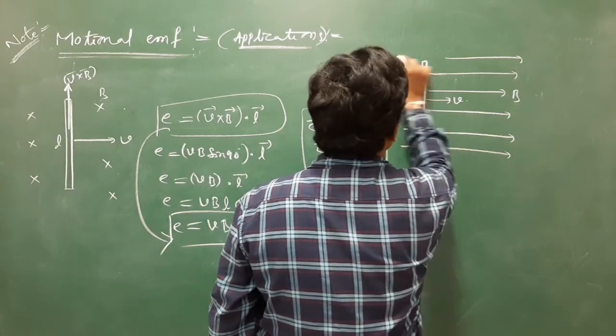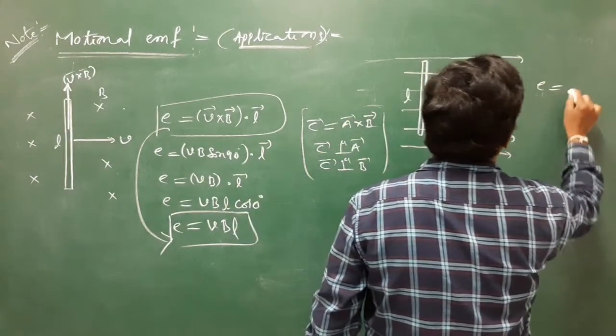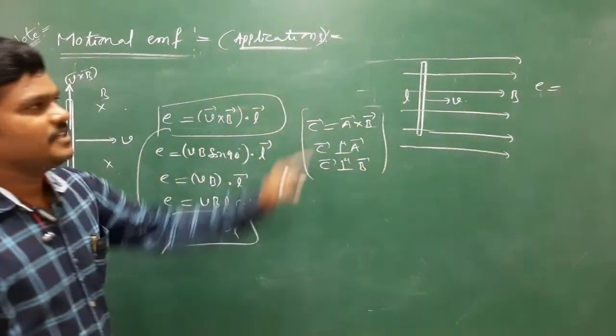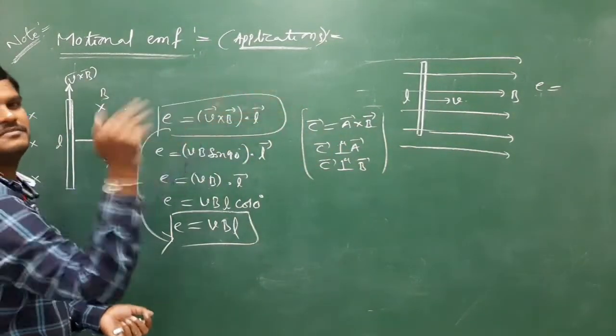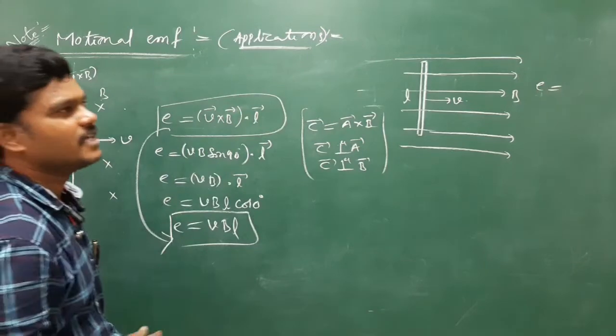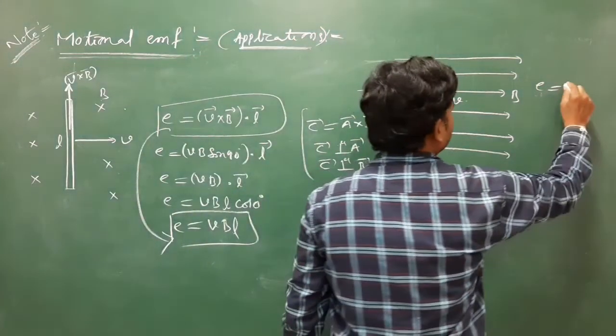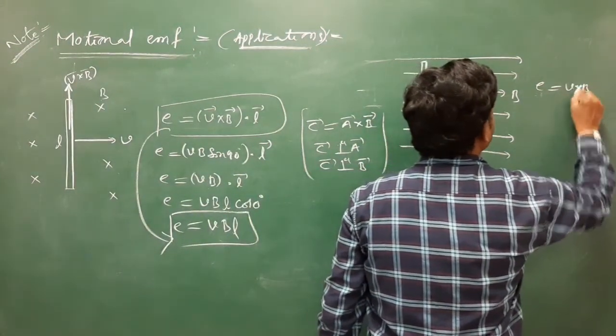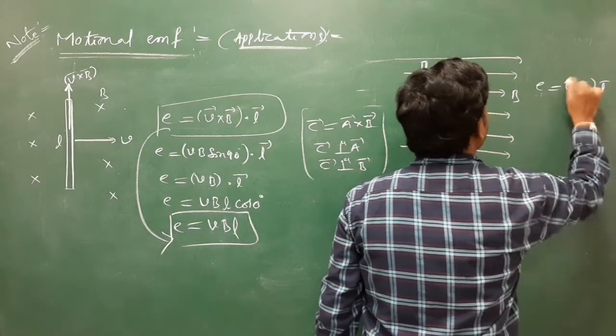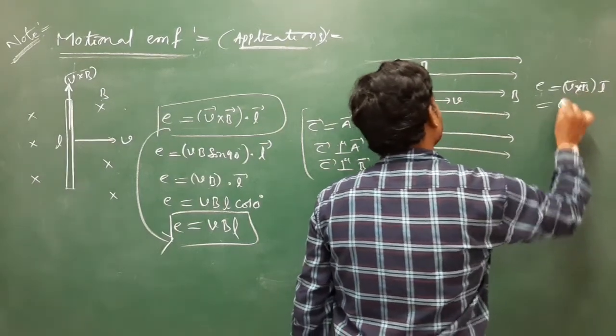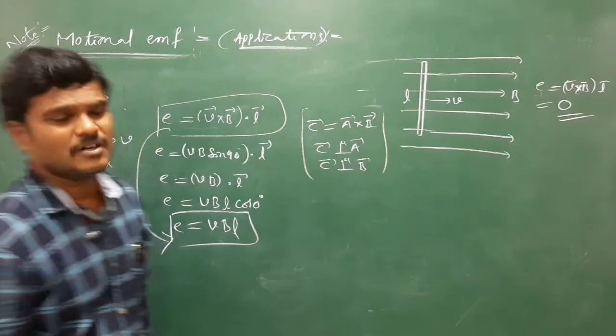Tell me the answer in this case. Tell me the induced EMF. What is the direction of V and B? Same direction. So the angle between V and B is 0. So our formula is V cross B dot L. V B angle is 0, sine 0 is 0. Answer is 0.